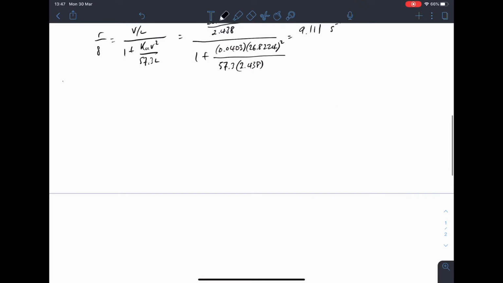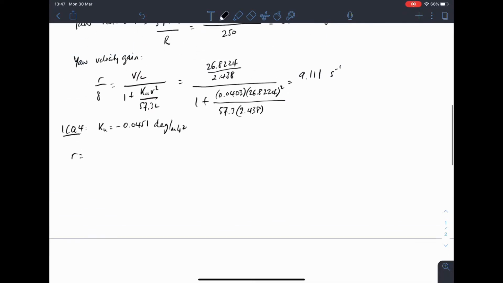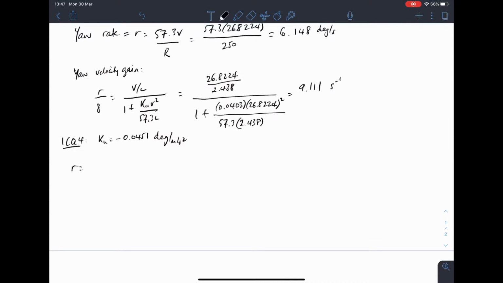In-class question 4. Same question, except this time we've got Ku being minus 0.0451 degrees per meter per second squared. And so we apply the same equation. R, which is the yaw rate, makes no difference. That's exactly as before, 6.148 degrees per second.